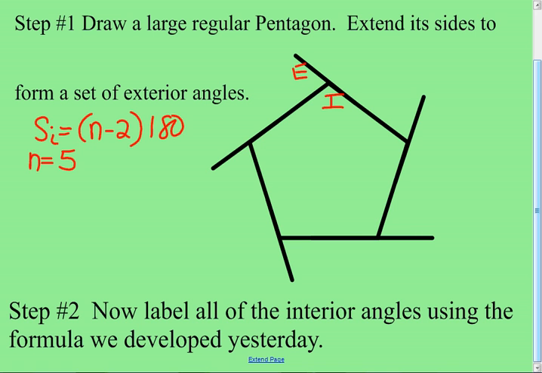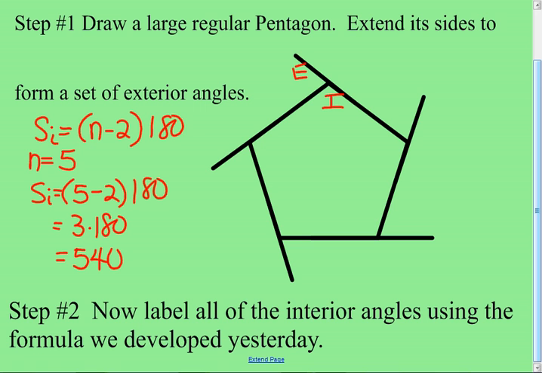Now, I want you to be able to read this. Let's say you're absent today. I'm not just going to write down 3 times 180 or 540 because I know that's what the number is. I want you to be able to read it. So the sum is equal to 5 minus 2 times 180. This is clear to the reader that I'm going to take the 5, subtract the 2, and get the 3 times 180, and the rest is arithmetic. That's 540. My focus is not on the arithmetic, although if we don't have the arithmetic right, I'm not going to be able to get the rest of the problems right.